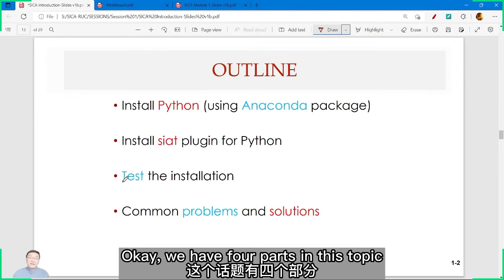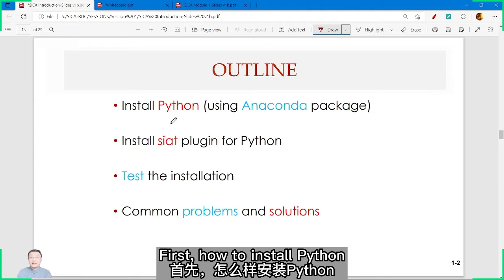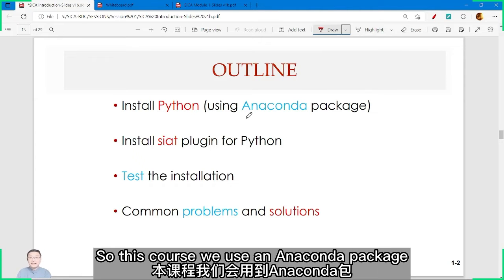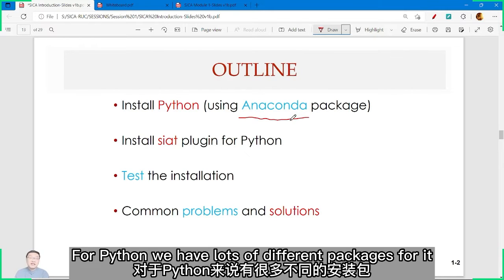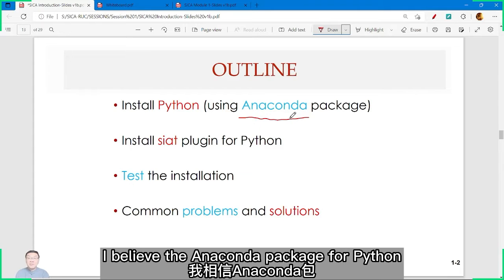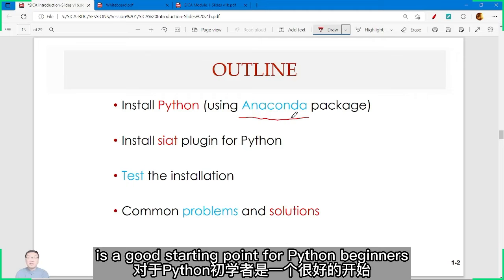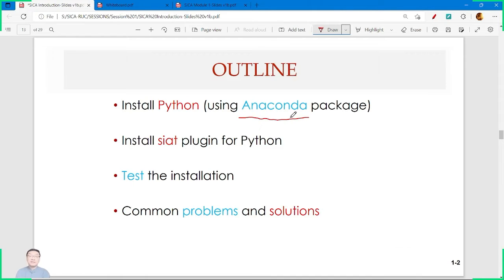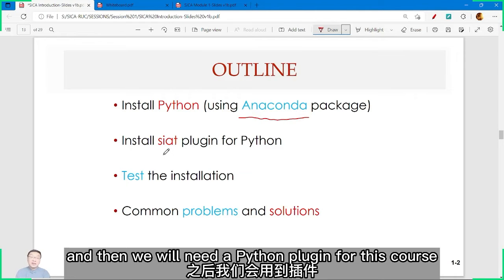Okay, we have 4 parts in this topic. First, how to install Python. So in this course, we use the Anaconda package. For Python, we have lots of different packages. I believe the Anaconda package for Python is a good starting point for Python beginners. And then we will need a Python plugin for this course.